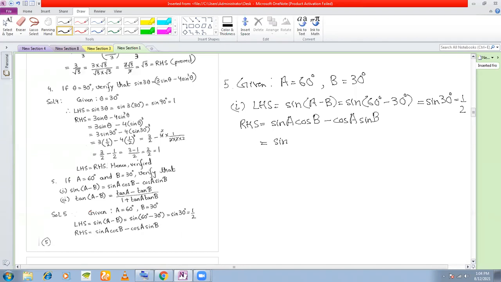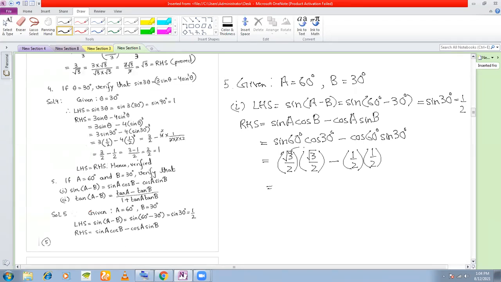Sine A is sine 60, cos B is cos 30, minus cos A sine B. Sine 60 is root 3 by 2. Cos 30 is also root 3 by 2, right? Minus cos 60 is half. Sine 30 is also half.